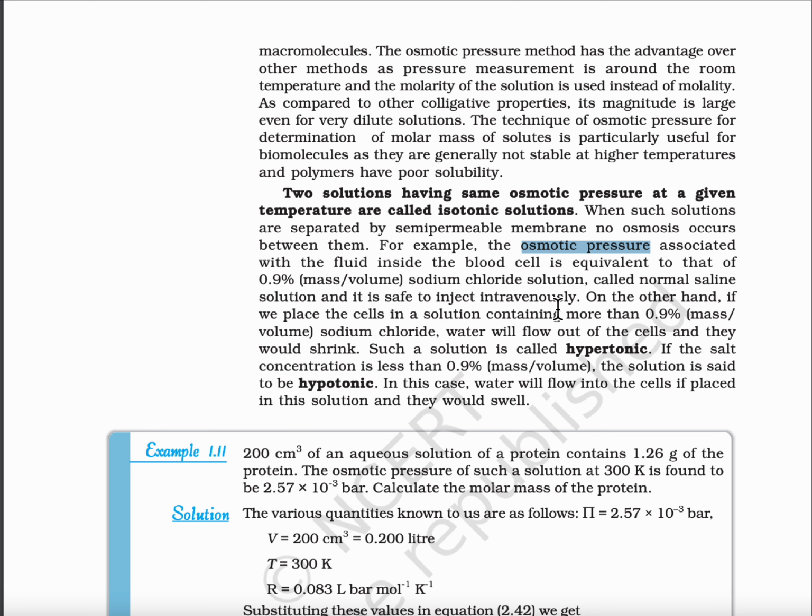Whereas if the blood cells are placed in a solution containing more than 0.9% mass by volume, then water will flow out of the cells and they would shrink. We know that solvent flows from lower concentration to higher concentration, that is, from the dilute side to the concentrated side, right? Now this solution containing more than 0.9% is concentrated, whereas our blood cell has 0.9% mass by volume. So water will flow out of the cells into the saline solution, making the cells shrink. Such a solution is called hypertonic.